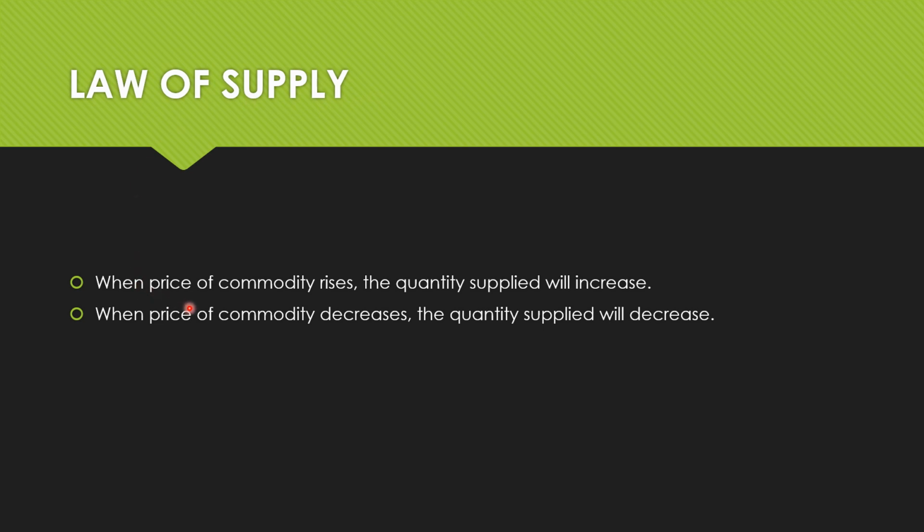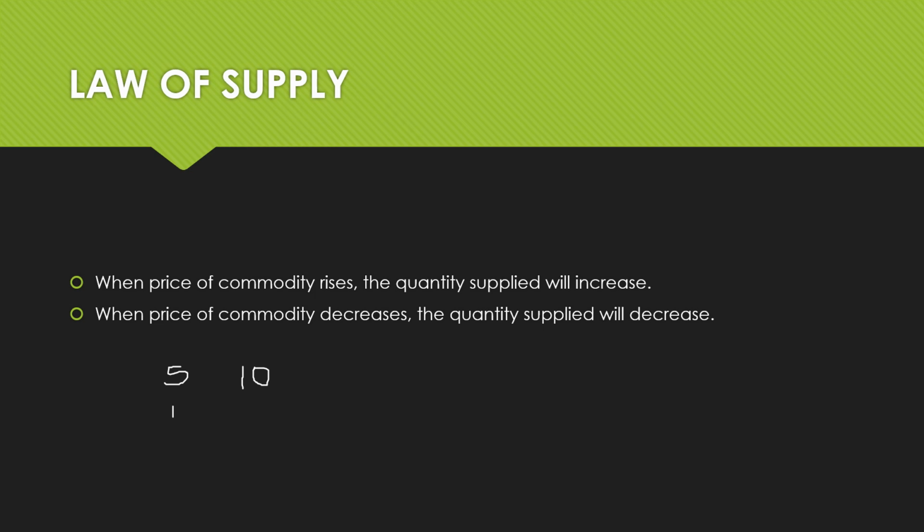Under the law of supply, when the price of a commodity rises, the quantity supplied will also rise. And when the price of a commodity decreases, the quantity supplied will also decrease. Here the logic is simple. Let's take some price, say 5 rupees. At 5 rupees, some producer is ready to supply 10 chocolates.